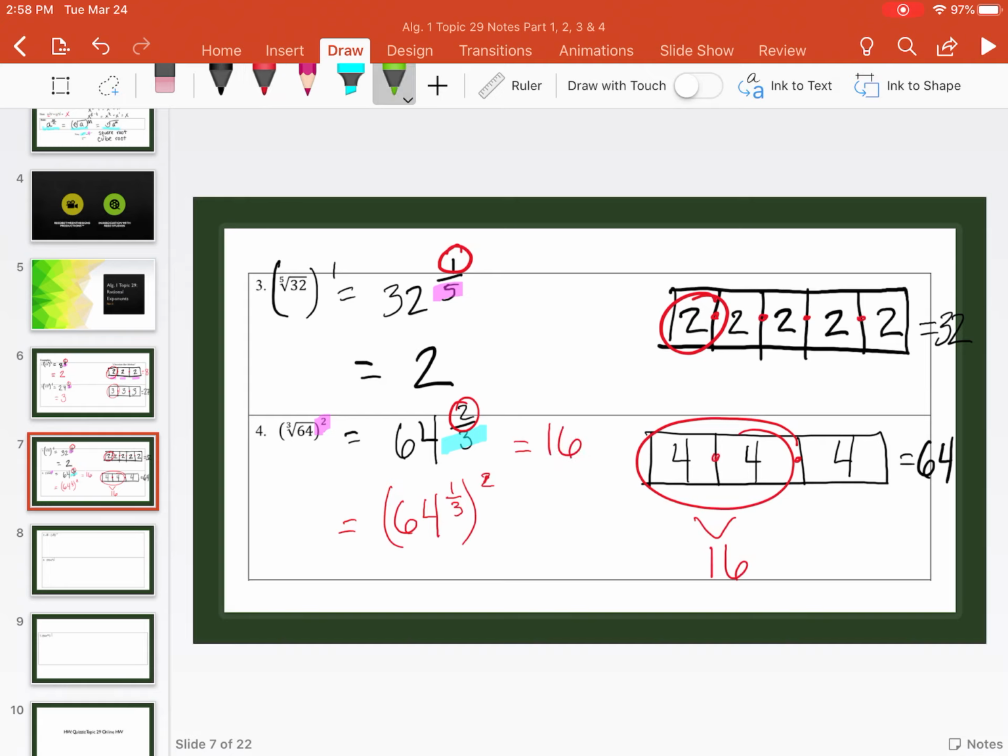Now if I wanted to solve it using the other method, where we break it apart right here, I know 64 to the 1/3 power is just going to be 4.